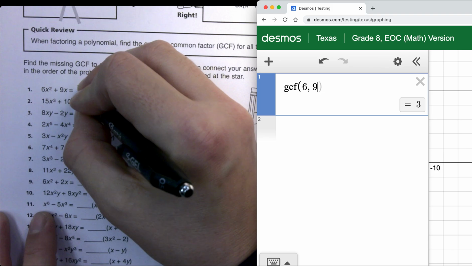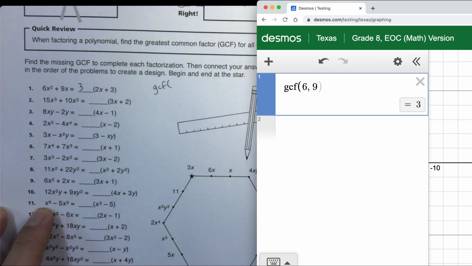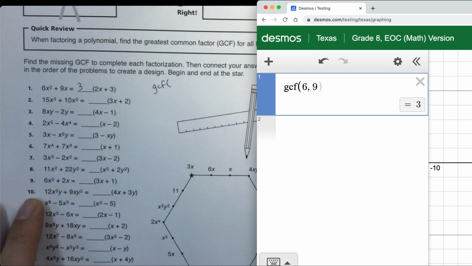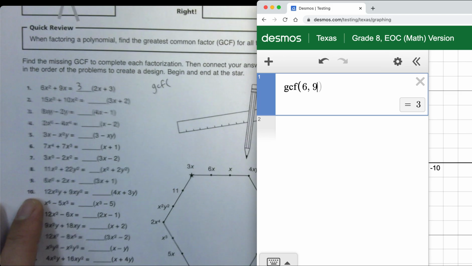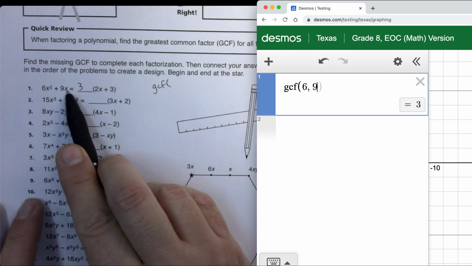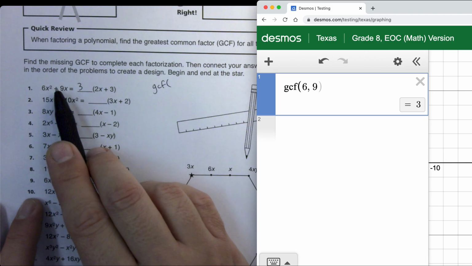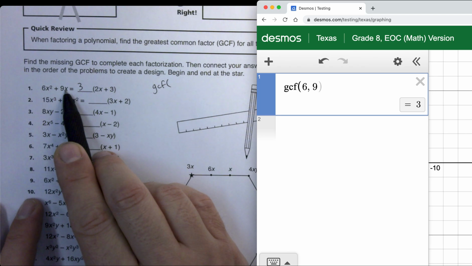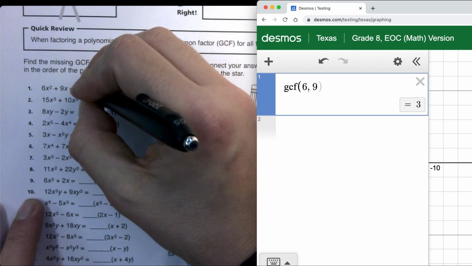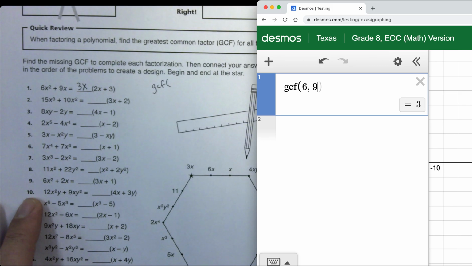Okay? Now, what Desmos will not help me do is the variables. So we have to use the calculator in our head, our brain. Okay? So we look at this. Do they have a variable in common? Yes, they do. They both have an x. This one has x squared. This one has x to the first. So the most I can take out of both of them would just be a single x, x to the first. So there you go. That's the GCF. We did it.